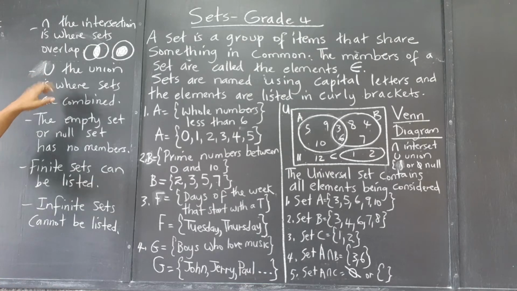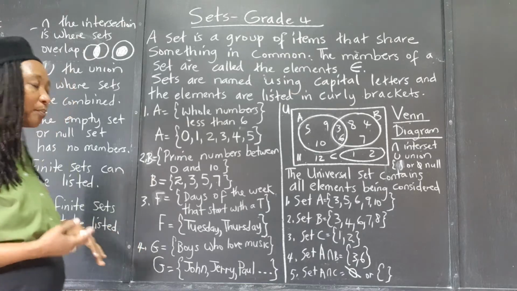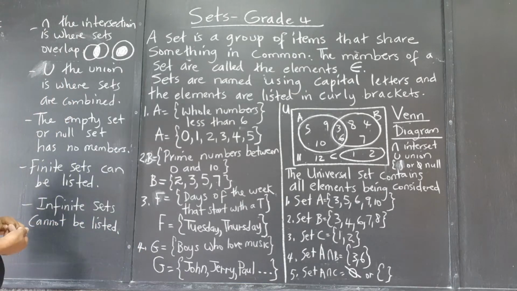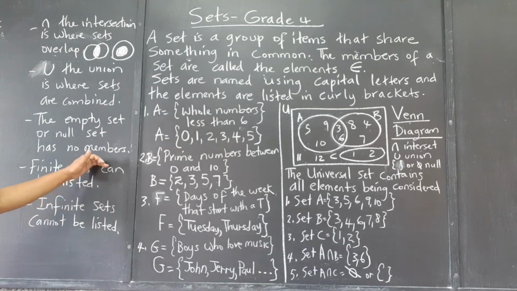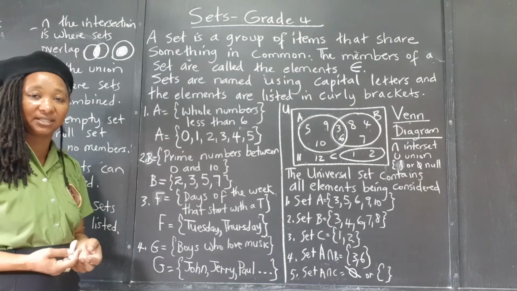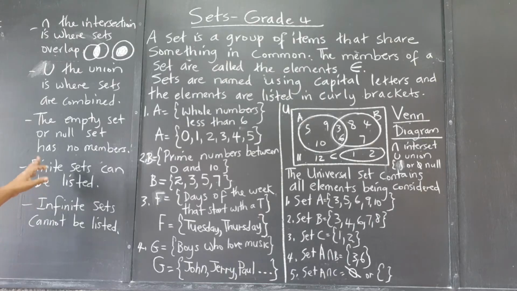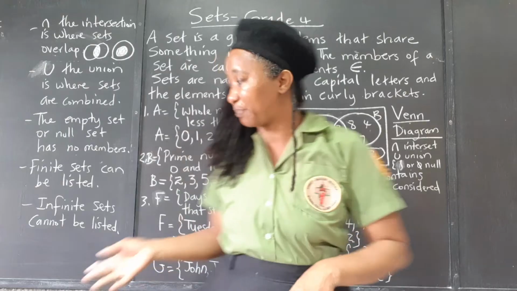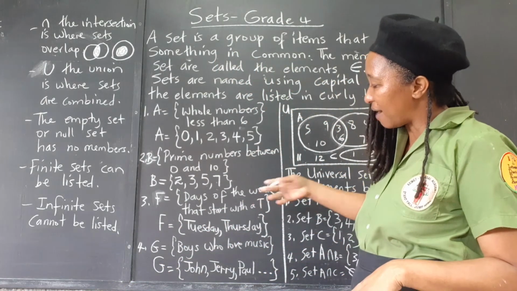This symbol represents the union where we're combining the sets and we're listing out all the members of both sets. The empty set or the null set has no possible members. If it's not possible for you to think of any element of that set, the set is empty or null. Finite sets, we can list the elements. So for example, the first 3 sets here are finite.